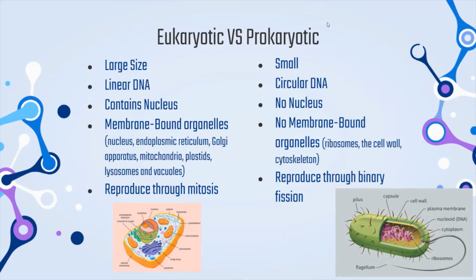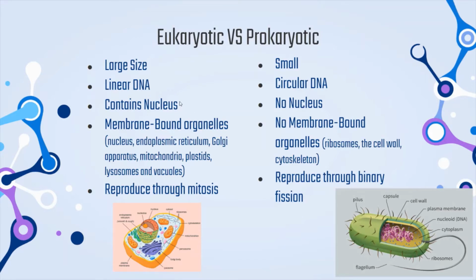So the first main difference between them is a eukaryotic is the large size, whereas a prokaryotic will be your smaller cells. And in a eukaryotic cell, the DNA will be linear, whereas a prokaryotic will have a circular DNA. A eukaryotic will contain a nucleus as shown here. However, a prokaryotic will not have a nucleus, where the DNA would usually be stored in a eukaryotic cell.